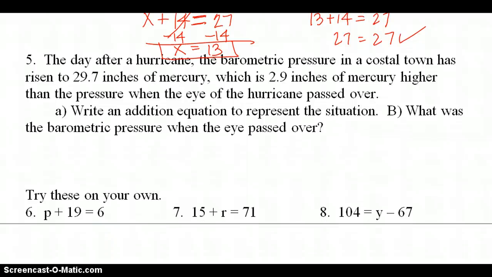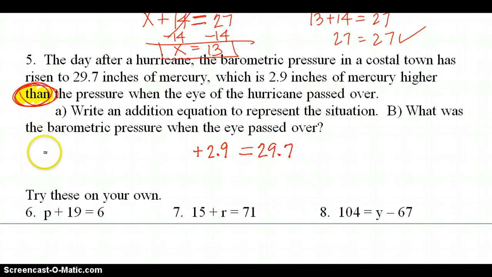All right, the day after a hurricane, the barometric pressure in a coastal town has risen to 29.7 inches of mercury. Oh, it's risen from where? Well, this is 2.9 inches of mercury higher than, oh, there's that dangerous word that we have to pay attention to, that than word. This is higher than the pressure when the eye of the hurricane passed over. So our new pressure is 29.7, and that is 2.9 higher than our normal pressure.